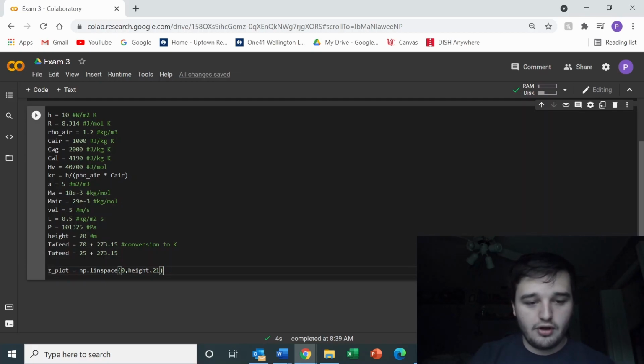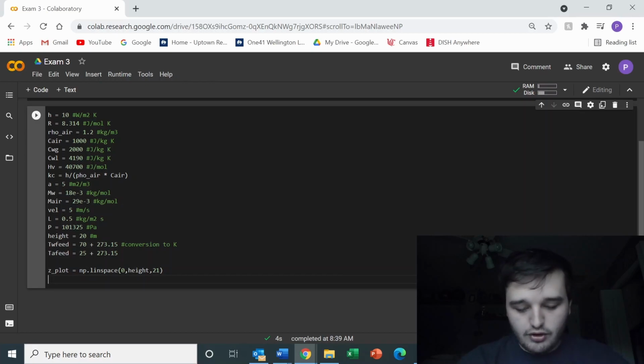If you're going from 1 to height, you could do 20, but since we want to start at 0, we need 21 spaced points to include 0. So every point from 0 to 20 will have a single meter point at which we can graph. So 0, 1, 2, 3, etc. Now moving on to what else we need.